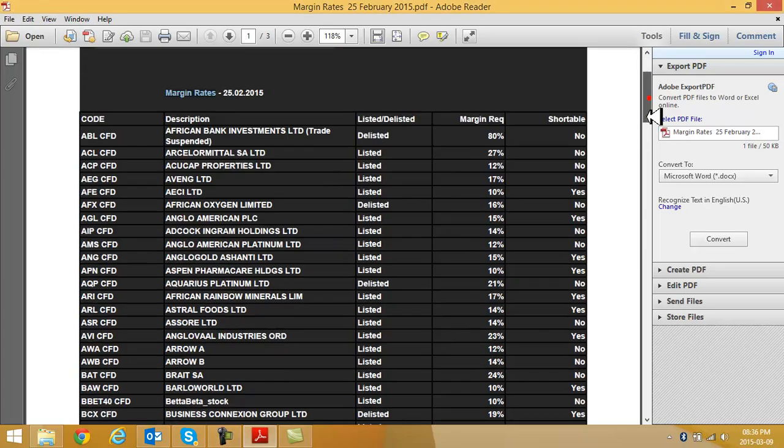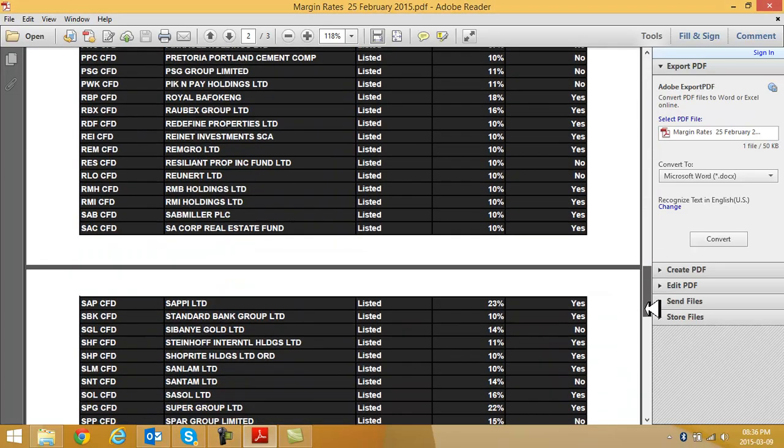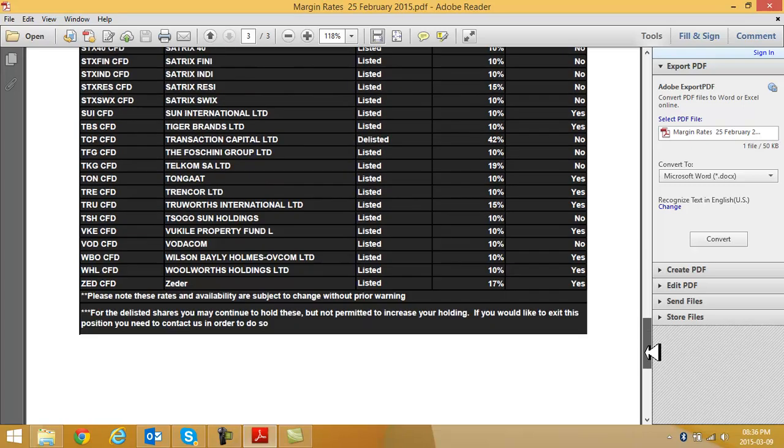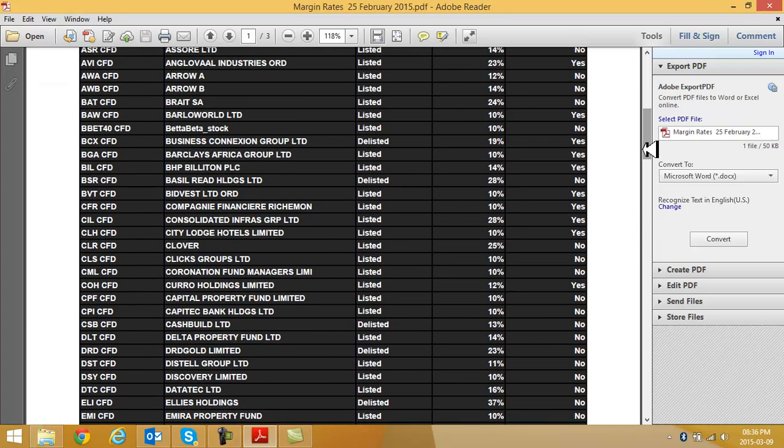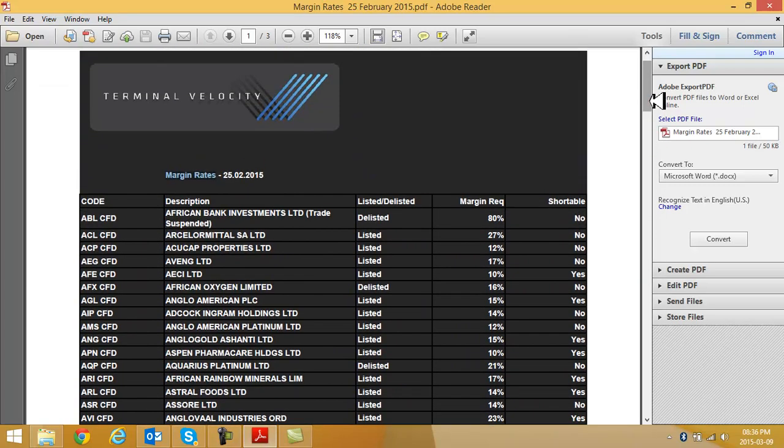Now, approximately there's about 100 shares available to be traded on this list, and that could be changed by the bank at any time as they review this on a daily basis. Now let's go to the next share.